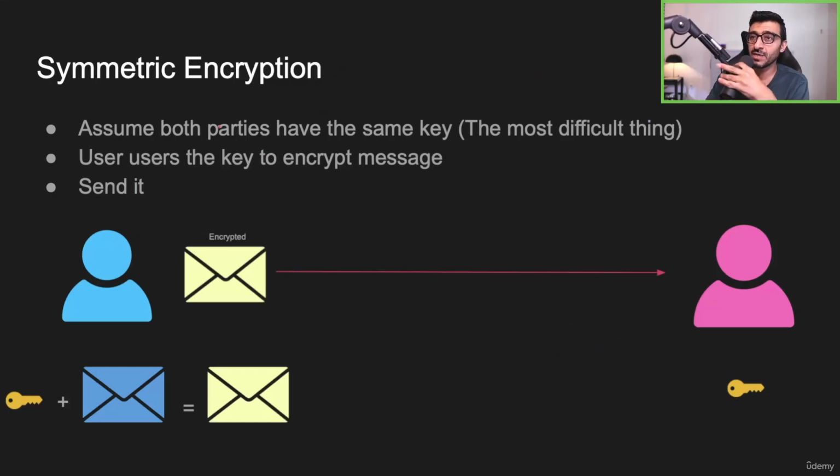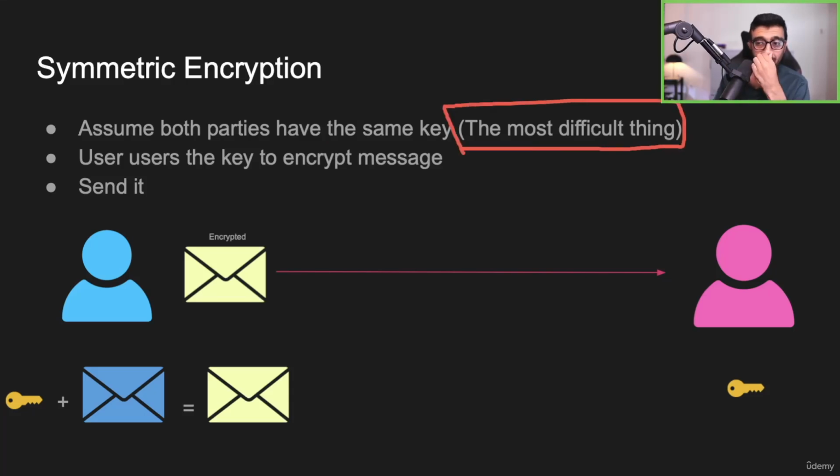So here's the symmetric encryption, just more examples here. Assume both parties have the same key. This is the most difficult thing, right? Let's assume that. Let's talk more about symmetric encryption. So let's assume the blue guy is Bob, always Bob and Alice, A and B, right? So this guy has the symmetric key, and Alice also has the symmetric key.